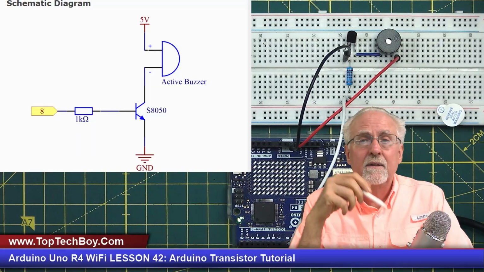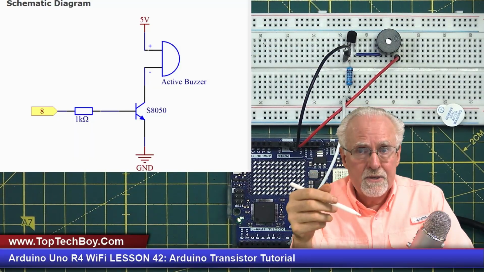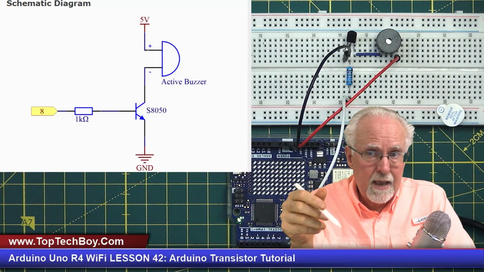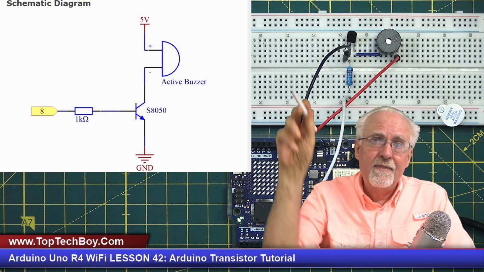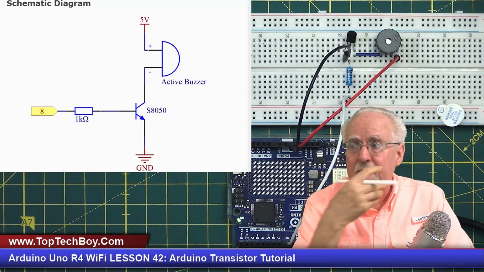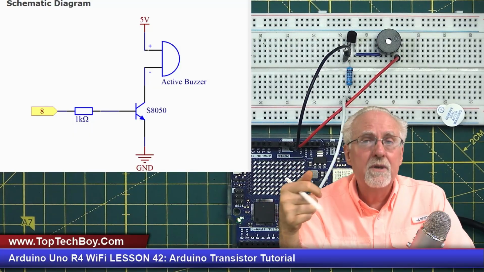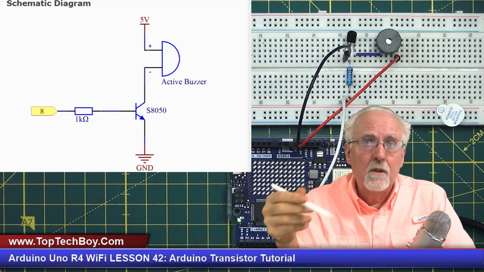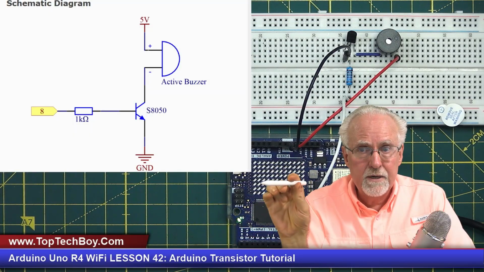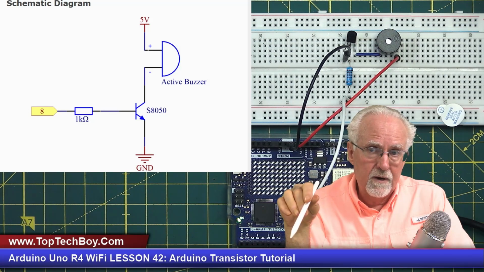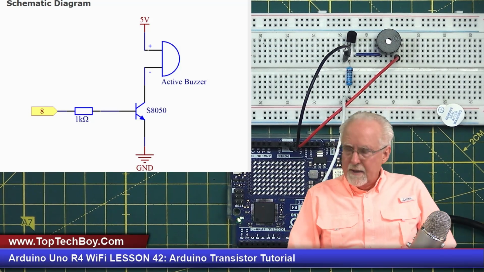What does that allow us to do? It allows us to use a GPIO pin, source a small amount of current, and then turn something like a buzzer or other large current device on and off. So we are controlling a large load using a very small signal. Okay, hopefully that makes sense.